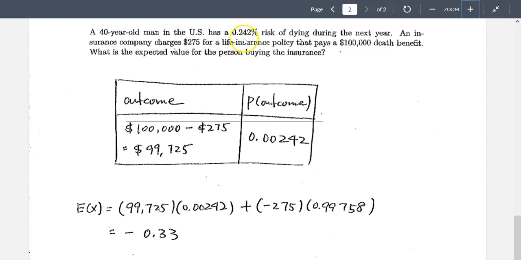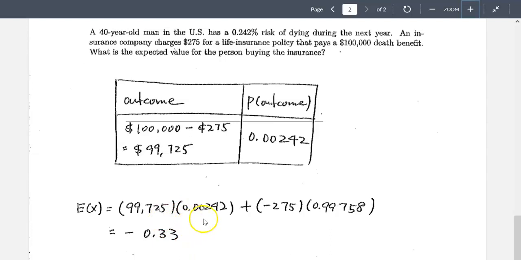It's 0.242%. Okay, now if you do the expected value, it's 99,725 times that. Now remember, there's a negative side of it, even if it didn't show up here. If you didn't die, which is actually good news, that means you lost the $275 premium. Now how do I get this number? This is the chance of death, and this will be the chance of survival. When you multiply this together, again, you expect to lose money.